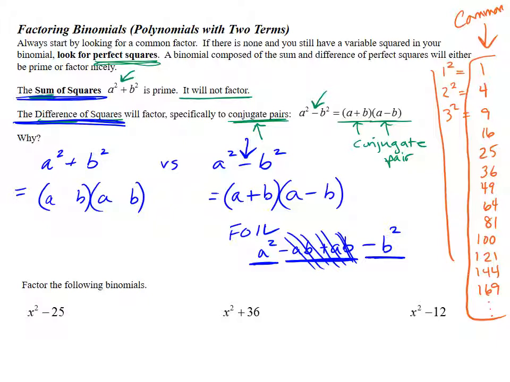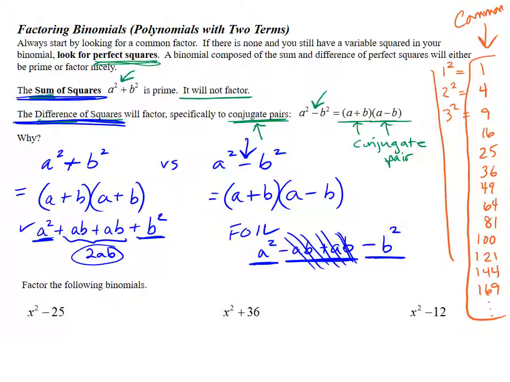If I were looking at the sum of squares, the only way to get a positive b squared when multiplying b and b would be to use two positives or likewise two negatives. Well, if I use two positives and try checking it by FOILing, a squared is what I want to start with, but then I get ab for the outside and another ab on the inside and then b squared. I get the first term and the last term, but because these are the same sign, ab plus ab is actually 2ab. It is not going to go away, so instead you still have a middle term.